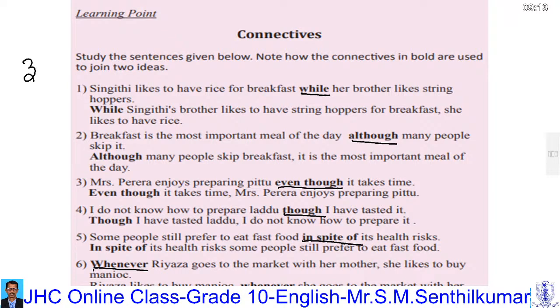What is the similarity? Similarity means you have to read it. All are used in the meaning of contrast. Contrast means against. Here they use it as against. There are 2 sentences. Now I come to the point.